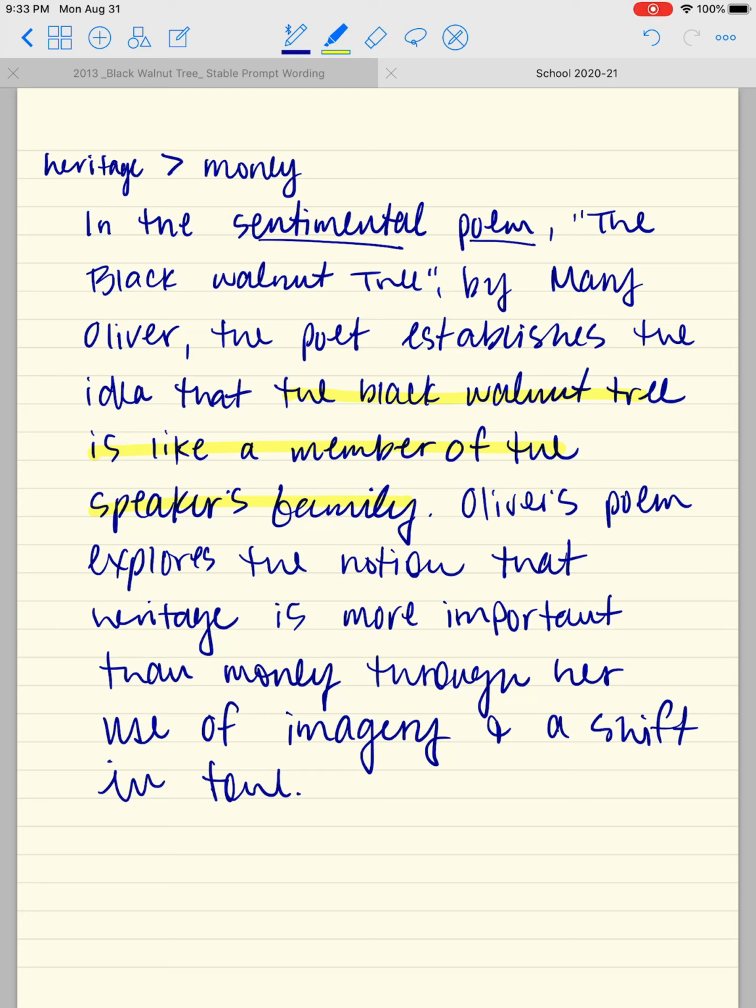And I also touch on the overall meaning when I say that the poem explores this overall notion that heritage is more important than money. And then I bring up the how I know part by pointing out that, to me, her use of imagery and this tone shift is what accomplishes this whole thesis that I've created. And so now that I have the thesis, I can start building the rest.